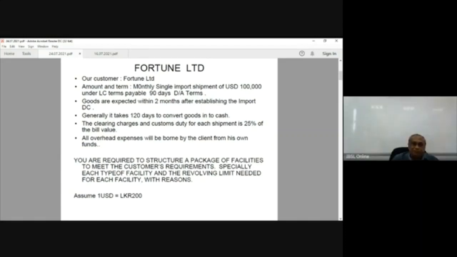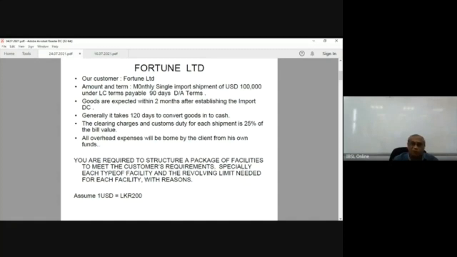Yes, 3 months. The clearing charges and custom duty for each shipment is 25% of the bill value. All overhead expenses will be borne by the client from his own funds. You are required to structure a package of facilities to meet the customer's requirement, especially each type of facility and the revolving limit needed for each facility with reasons.